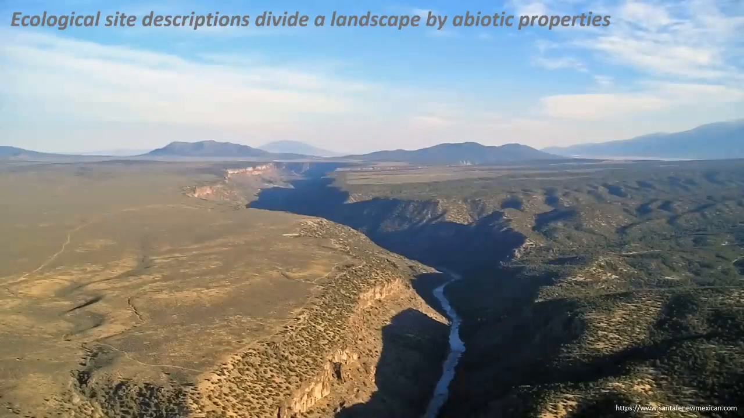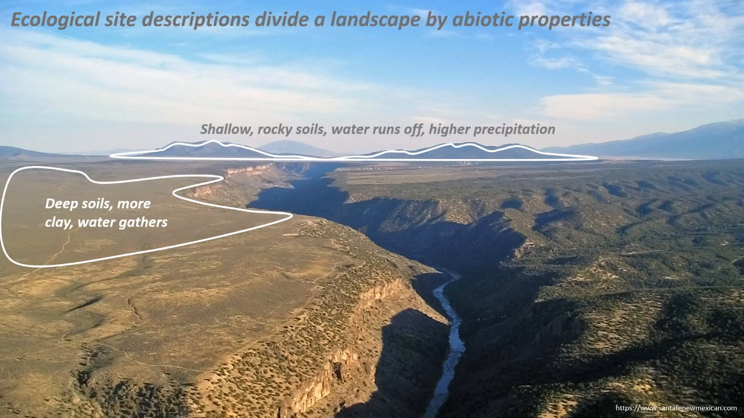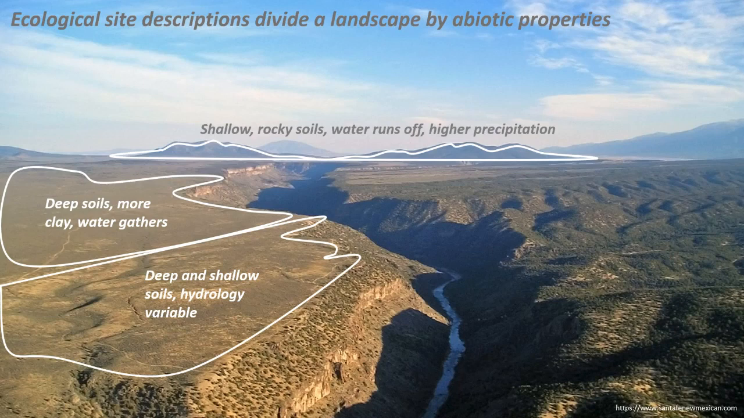For those of you who are not familiar, ecological site descriptions are a management tool, and they divide a landscape by abiotic properties, such as climate, geology, soils, landform, and hydrology, which vary spatially across the landscape. In this example, we tend to see shallow rocky soils on the mountains with higher precipitation and more water runoff due to slope. We see deeper soils with more clay accumulation as well as water accumulation in the lowlands, and then variable soils where these hills come in.